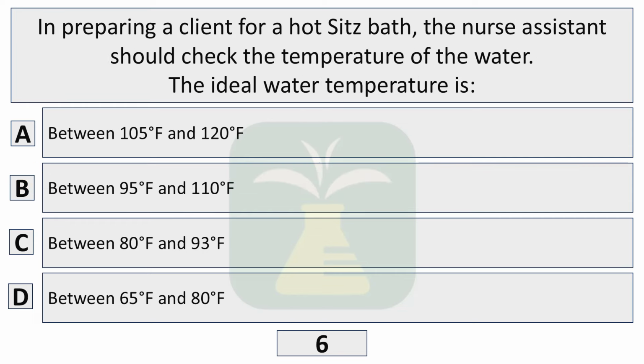In preparing a client for a hot sitz bath, the nurse assistant should check the temperature of the water. The ideal water temperature is A. between 105 degrees Fahrenheit and 120 degrees Fahrenheit. B. Between 95 degrees Fahrenheit and 110 degrees Fahrenheit. C. Between 80 degrees Fahrenheit and 93 degrees Fahrenheit. D. Between 65 degrees Fahrenheit and 80 degrees Fahrenheit.